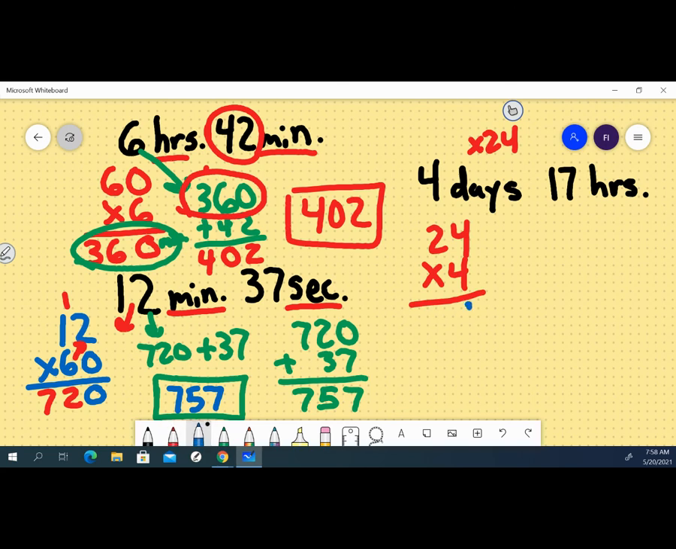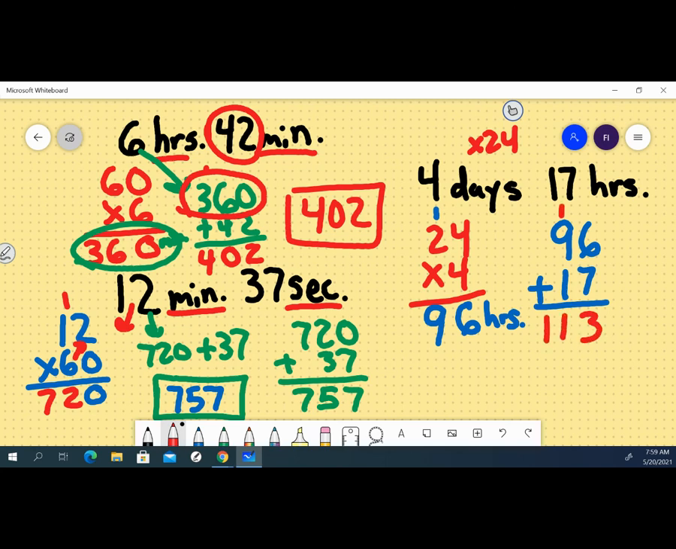4 times 4 makes 16. 4 times 2 makes 8, plus 1 is 9. So just the 4 days itself took 96 hours. And then we had to add on the other 17 hours of that 5th day that they finished before the end of it. And 7 plus 6 makes 13. 1 and 9 is 10, plus 1 is 11. And it took them 113 hours. All right, so that's what we're going to be working on today.